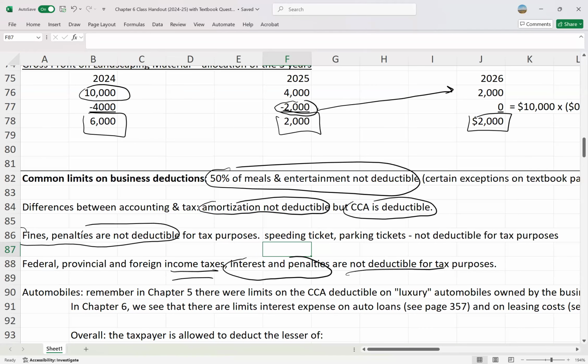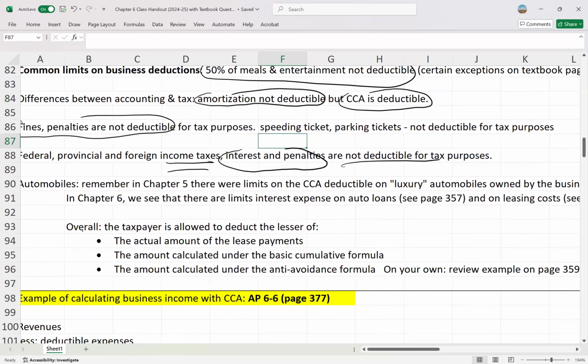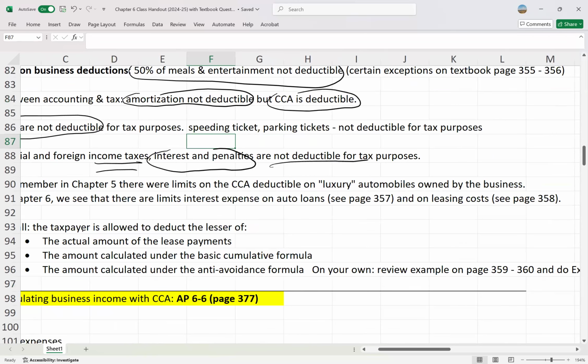There's also some differences with automobile CCA as well. Remember, I guess two weeks ago, we talked about the CCA deductible on luxury automobiles, and we said that there was that class 10.1. And we said that if the car is over a certain amount, you cannot take CCA on that. Let's bring up the CCA rates table just to remind us of what those amounts were. We look at automobiles at the very top here.